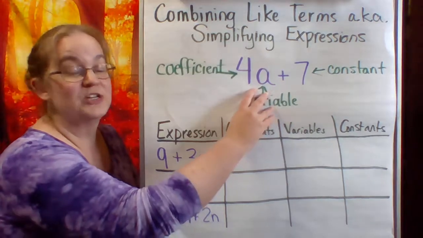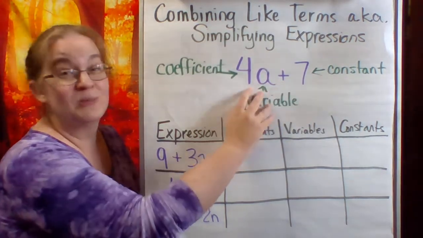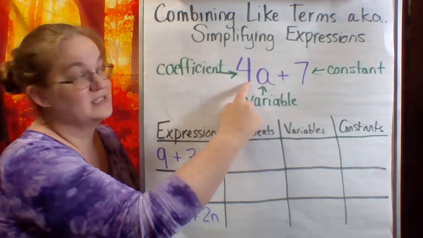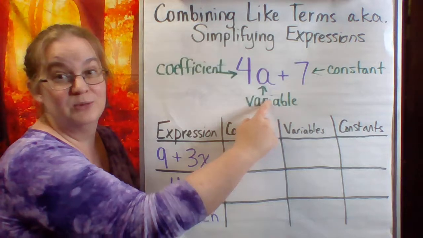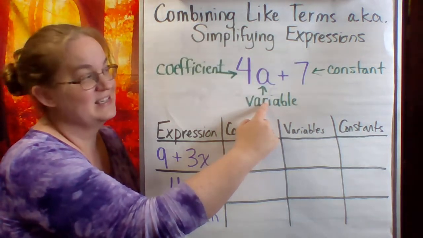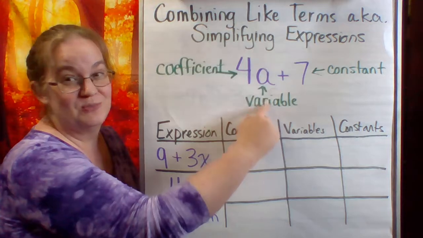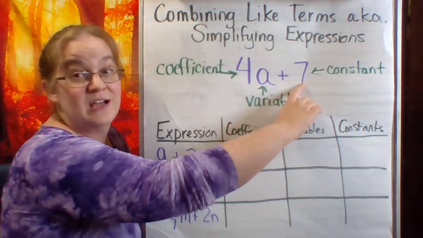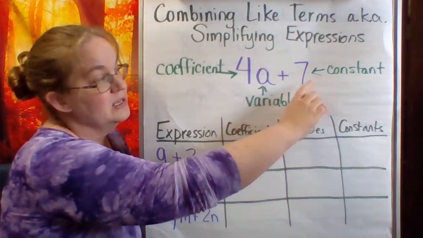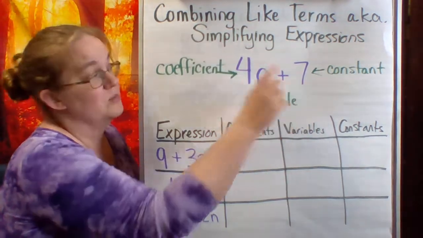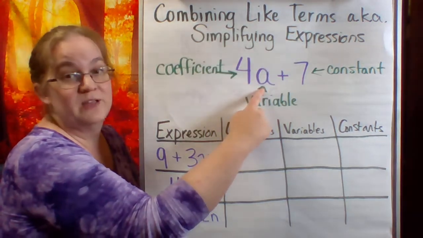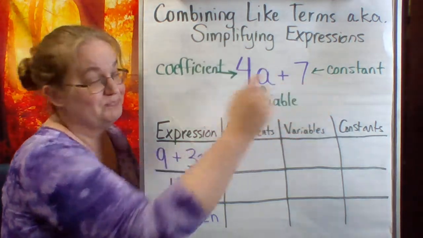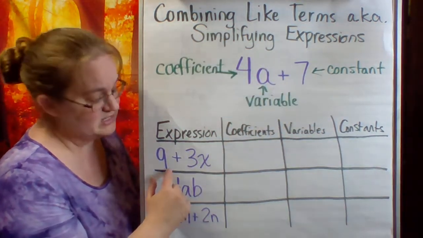So if I look at this expression, 4a plus 7, remember that means 4 times a plus 7. 4 is the coefficient because it is what we're multiplying by the variable, which is a. Remember, variables would be things like letters. Those are things that change, depend on the situation. And then the constant is 7 because it's not being multiplied by a variable. It's all by itself. So it always is 7 no matter what. So the number being multiplied by the variable is the coefficient, and the number that's all by itself is called a constant. So we're going to look at a couple of examples.